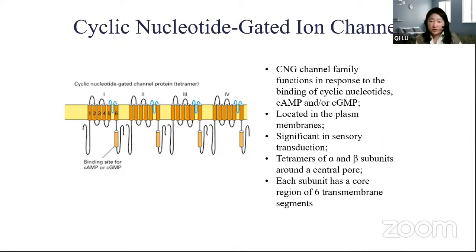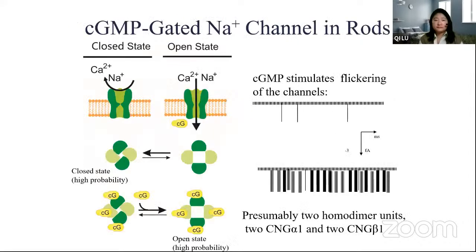It's significant in sensory transduction. It forms a tetramer of alpha and beta subunits around a central pore. Each subunit has a core region of 6 transmembrane segments. In a closed state, the calcium and sodium ions, cations, cannot enter the cell. But after binding with cyclic GMP, more cyclic GMP will cause channels to open.